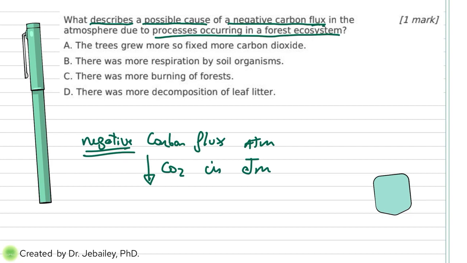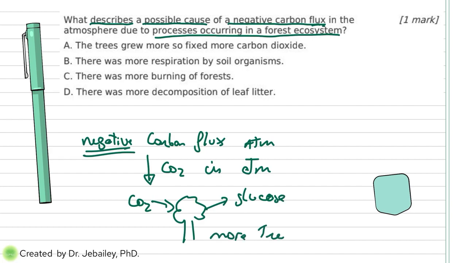So how can I reduce the carbon dioxide in the atmosphere? The only thing I can think of is the trees, right? Because what do the trees do? The trees absorb the CO2 in order to make glucose through photosynthesis. So if I put more trees in the soil, more trees will absorb CO2. That's the only way I can think of CO2 being reduced in the atmosphere.